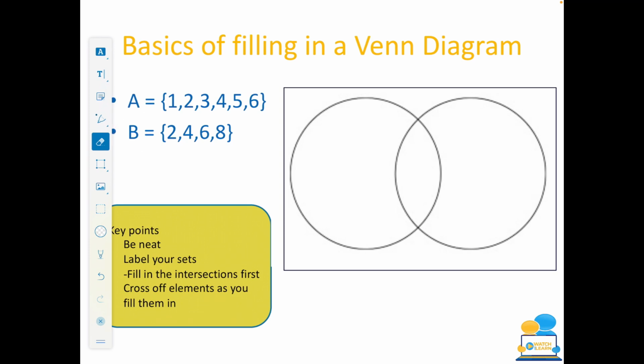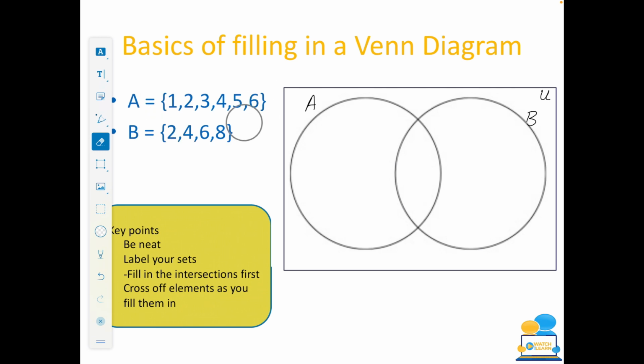So A and B, these are the names of our set. Okay, so we usually give sets a capital letter. So we're going to call this circle here set A, and we're going to call this circle here set B. Now the rectangle on the edge, we can call that the universal set. Now when we look at set A, we can see A has the elements 1, 2, 3, 4, 5 and 6, and B has the elements 2, 4, 6 and 8.